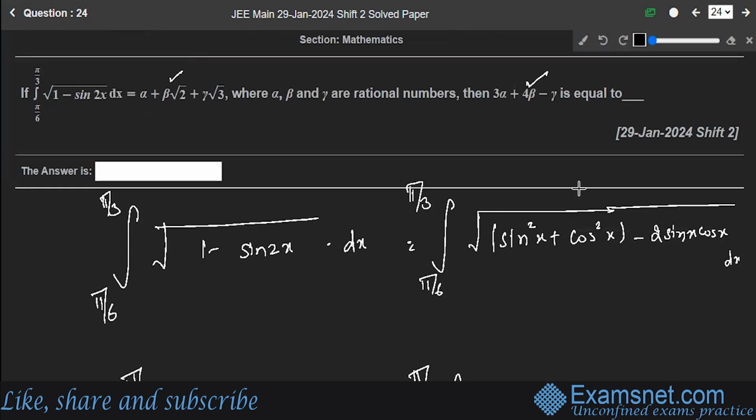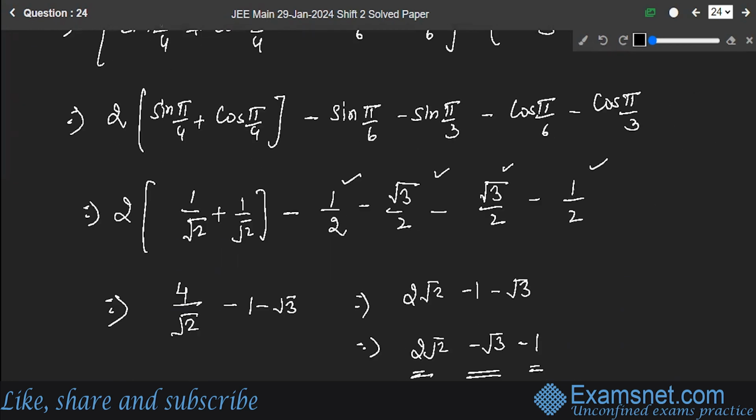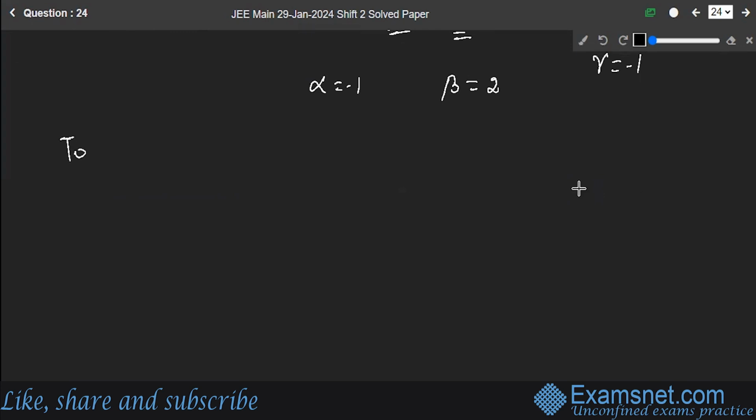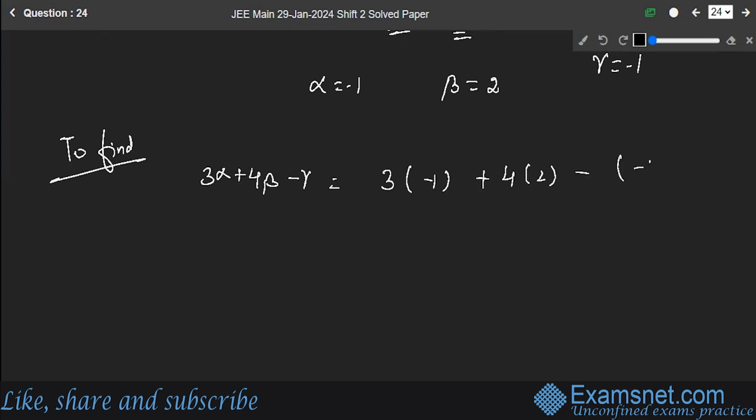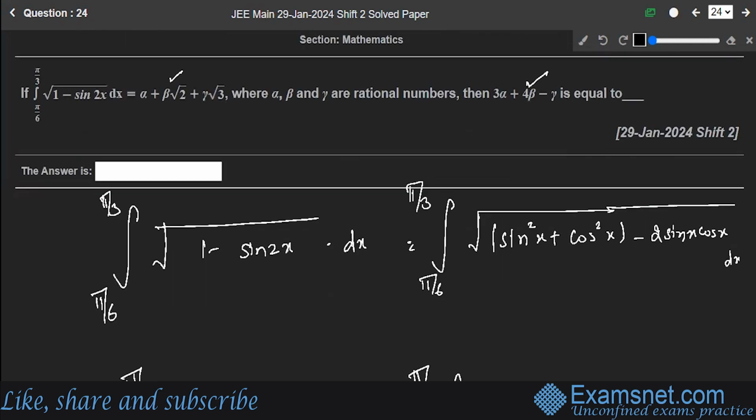3 alpha plus 4 beta minus gamma. This is what you have to find out. To find 3 alpha plus 4 beta minus gamma, you have 3 into minus 1, 4 into 2 minus of minus 1. It will be 6. So this is the answer to the question. 6. Hope you're clear with this. Let's move to the next question.